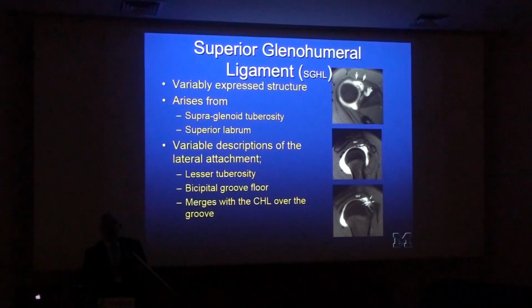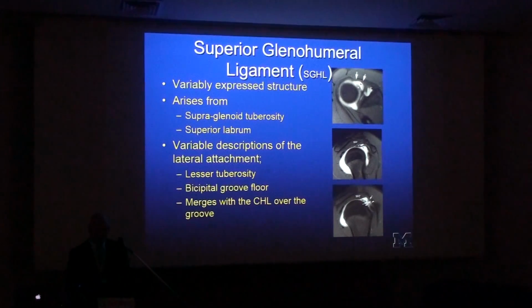The next ligament is the superior glenohumeral ligament. It's a variably expressed structure. It arises from the supraglenoid tuberosity or from the labrum, and it has variable descriptions distally, either to the lesser tuberosity, to the bicipital groove floor, or merging over the groove with the coracohumeral ligament.